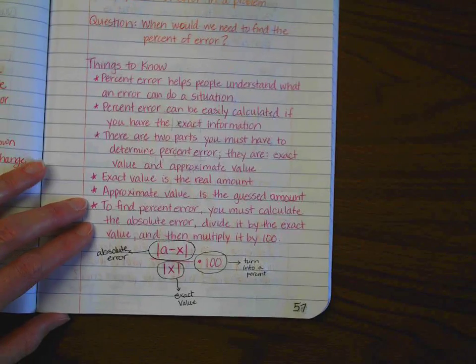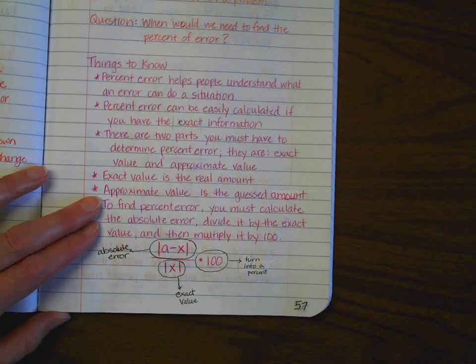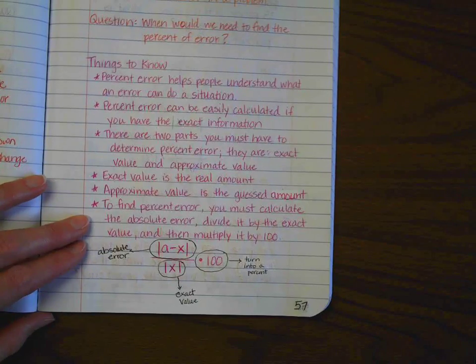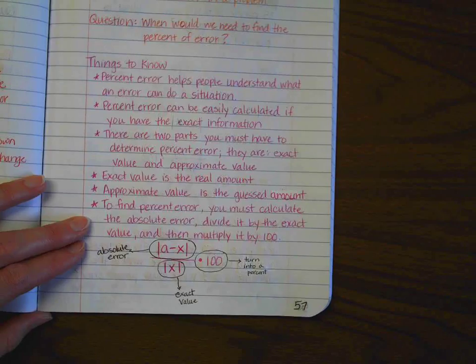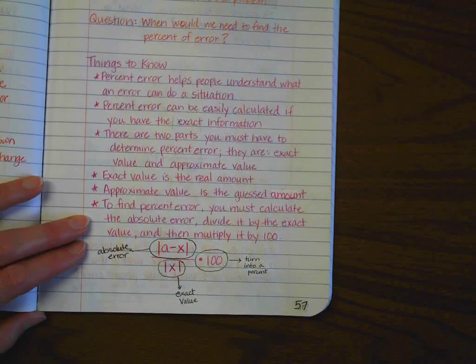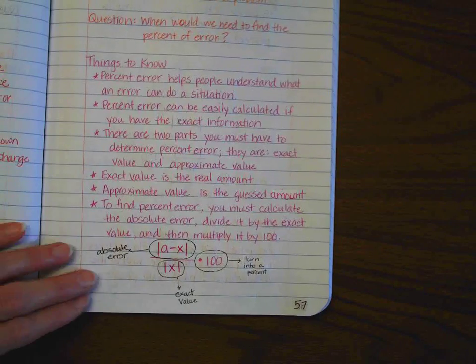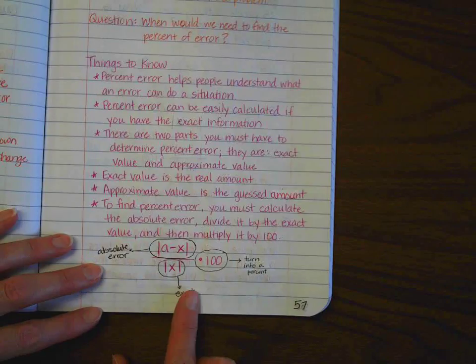Like you guessed it, or you made a hypothesis, or you went on a hunch and you think it's this. So it's approximate. To find percent error, you must calculate the absolute error first, which I will tell you about in just a minute. Then you divide it by the exact value, and then you multiply it by 100 because you're trying to figure out your percent of error. Multiplying by 100 turns it into a percent. So this little diagram is going to explain it better so that you know what it means.